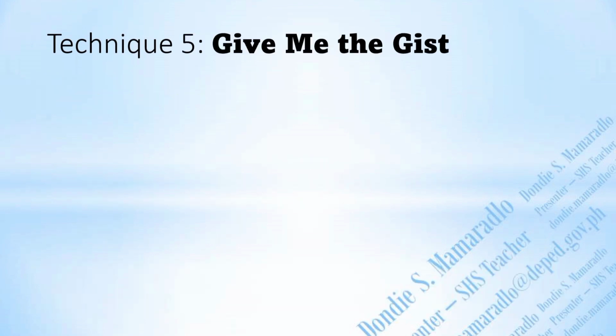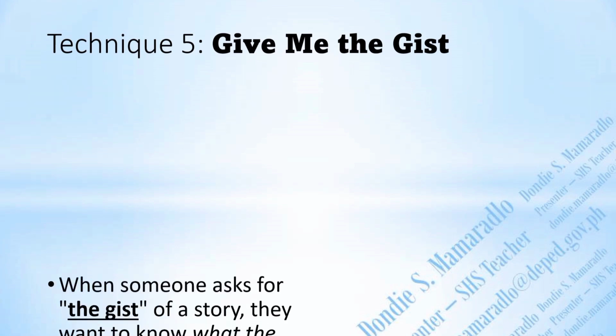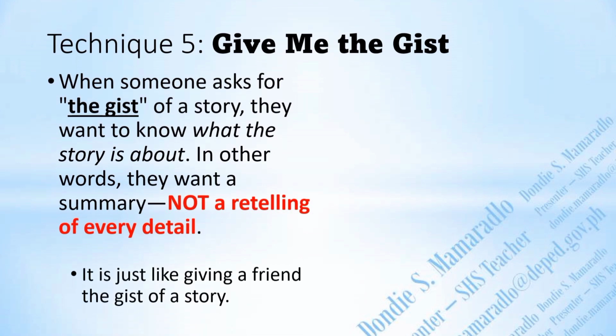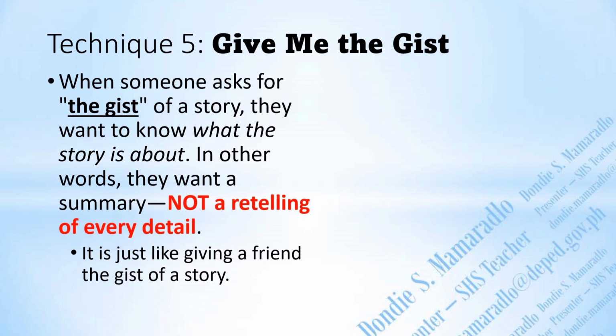Let's have technique number 5, which is give me the gist. When someone asks for the gist of a story, they want to know what the story is about. In other words, they want a summary, not a retelling of every detail of that story. To introduce the gist method, it's like telling a story to a friend.